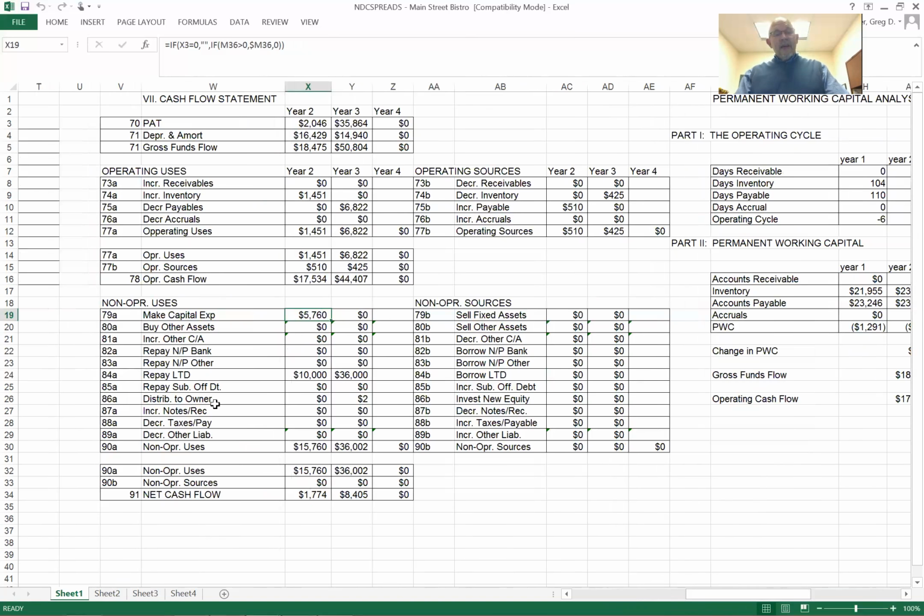If the owners, through the reconciliation of net worth, if it didn't match up, then it would show that money in terms of distributions. Okay, so our net cash flow after all of our sources and uses, our operating sources and our non-operating sources, was $1,700 and $8,400.